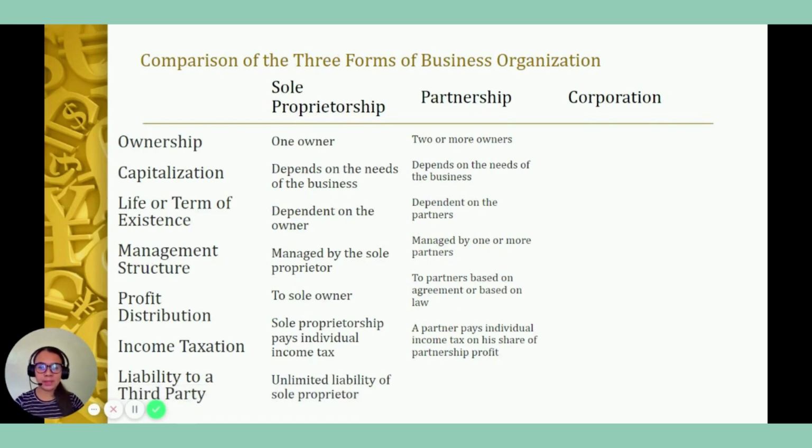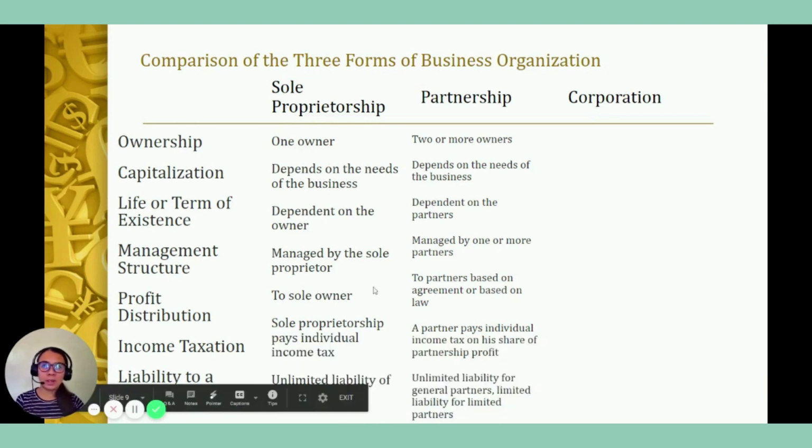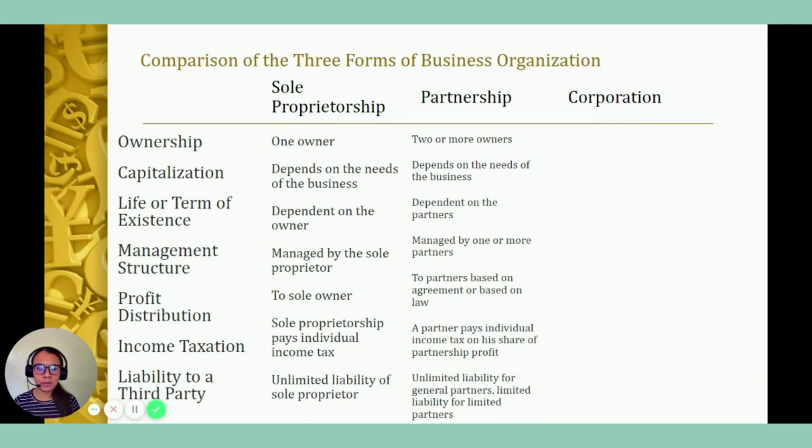Now, in terms of income taxation, a partner pays individual income tax on his share of partnership profits. So each partner would pay his or her own individual income tax. As to the liability to a third party, just like what was mentioned in the earlier part of the video, there are different types of partners in terms of liability. So a general partner would have unlimited liability, and then a limited partner would have limited liability. Moving on with the next one, corporation.